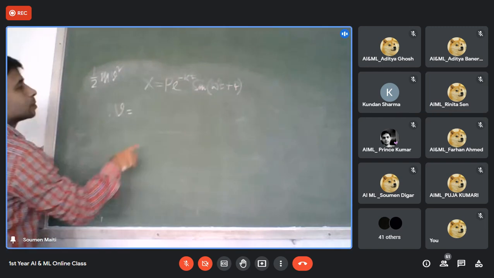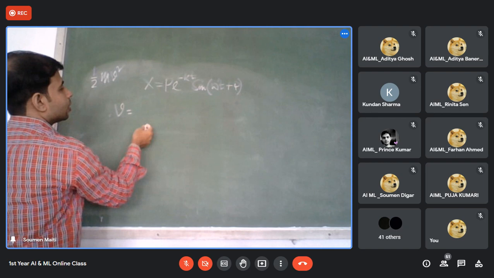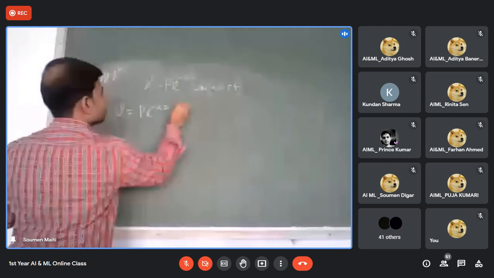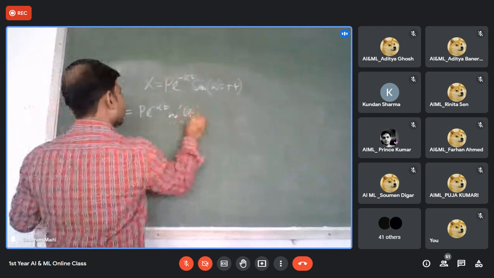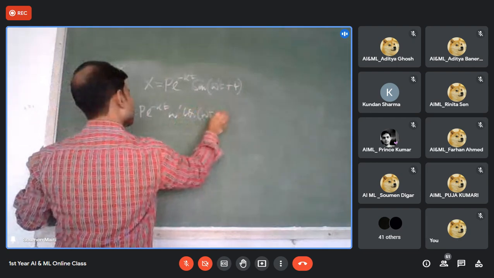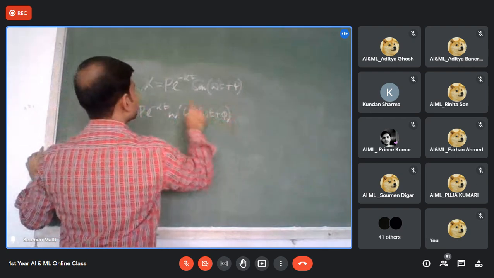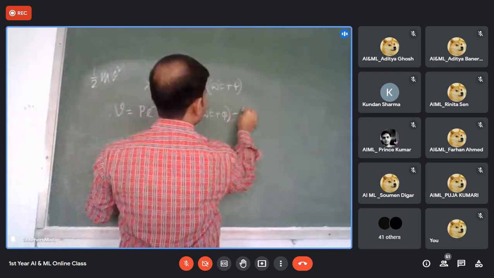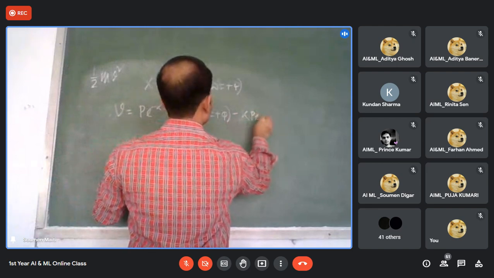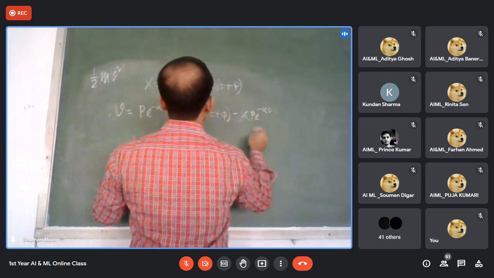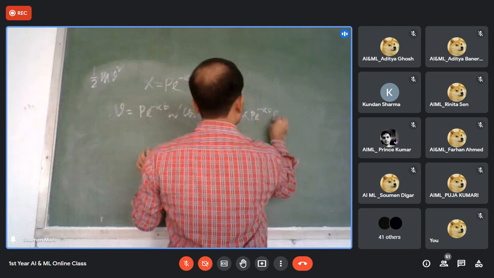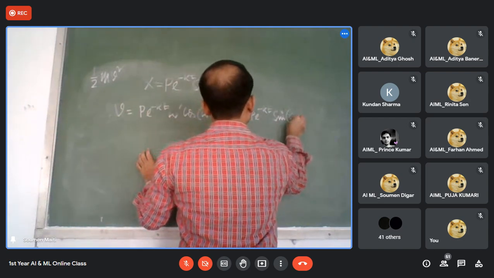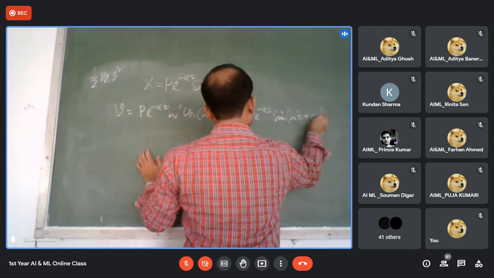What will be the expression? Can we write this as p e to the power minus kt, omega prime cos(omega t plus phi), then minus k p e to the power minus kt, how much then sin(omega prime t plus phi)?